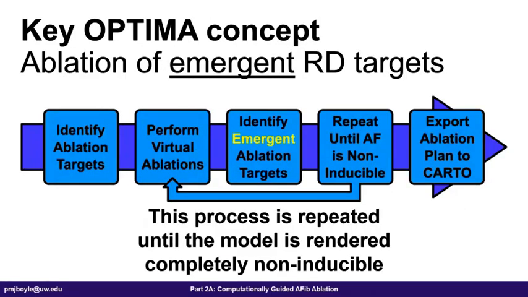One thing that I'll really emphasize is that we took an extra step beyond just doing the substrate stress test. What we would do computationally for each individual is we would do one round of substrate stress tests to identify a set of targets, and then we would virtually ablate those and rinse, lather, repeat until the model is completely non-inducible. And that came up several times during the course of the study.